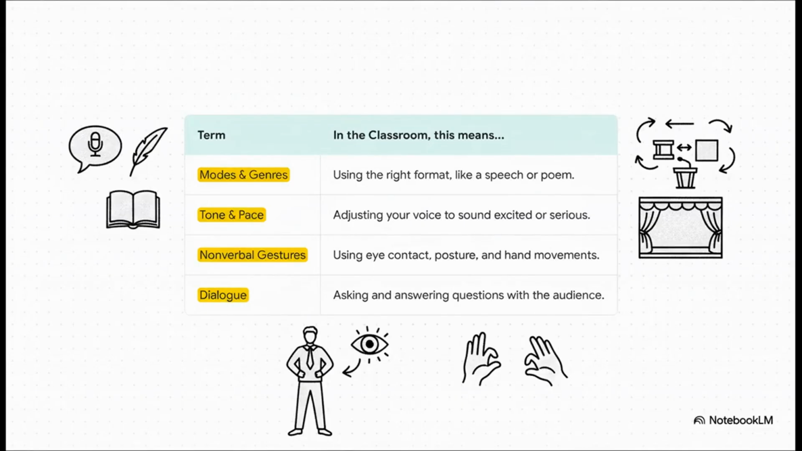See, this chart makes it so much easier. Modes and genres sounds complicated, right? But it's just about picking the right tool for the job. Is it a speech, a poem, a poster? And nonverbal gestures? That's just a fancy way of saying, hey, stand up straight and make eye contact. This takes those big, floaty ideas and makes them into real things your students can actually do.